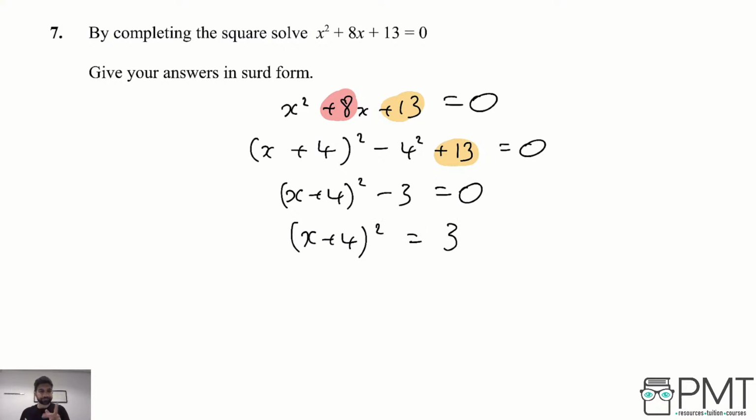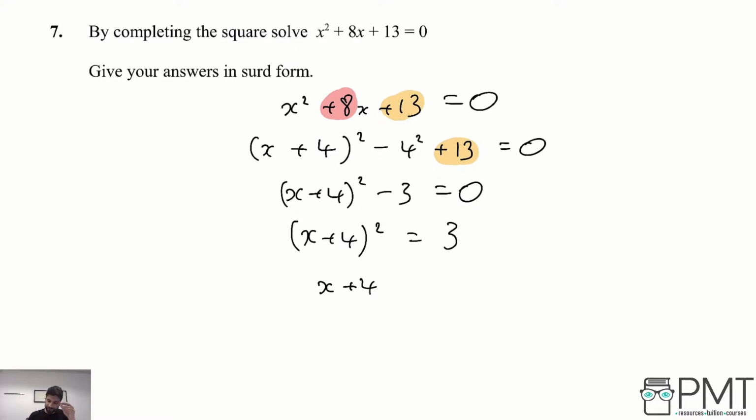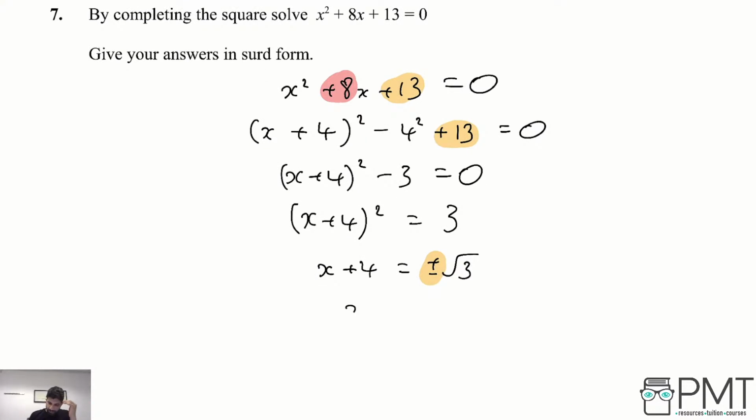What's the next step? Getting rid of the square, so taking the square root of both sides. Sorry, I said it the other way. Plus minus root 3. Remember, we have got plus and minus. X, therefore, is minus 4 plus root 3, or minus 4 minus root 3.